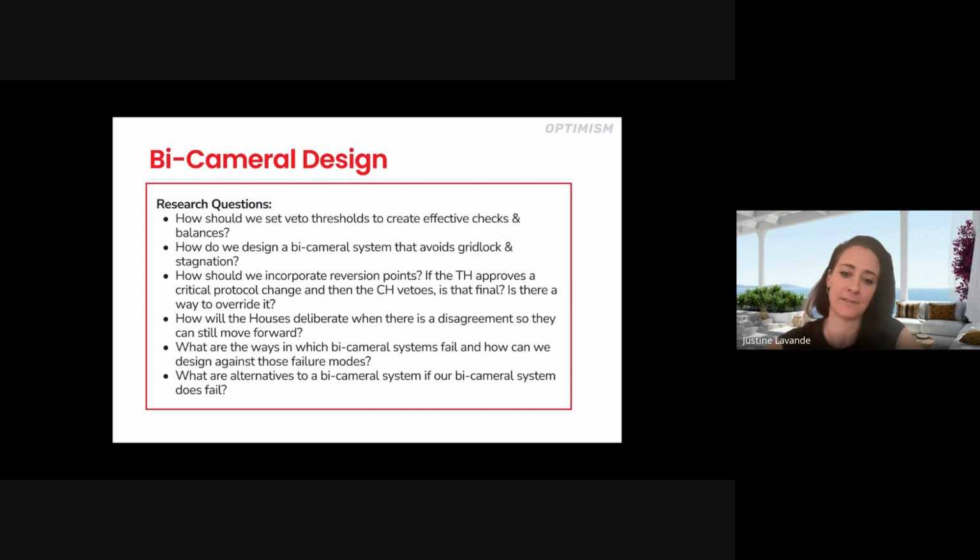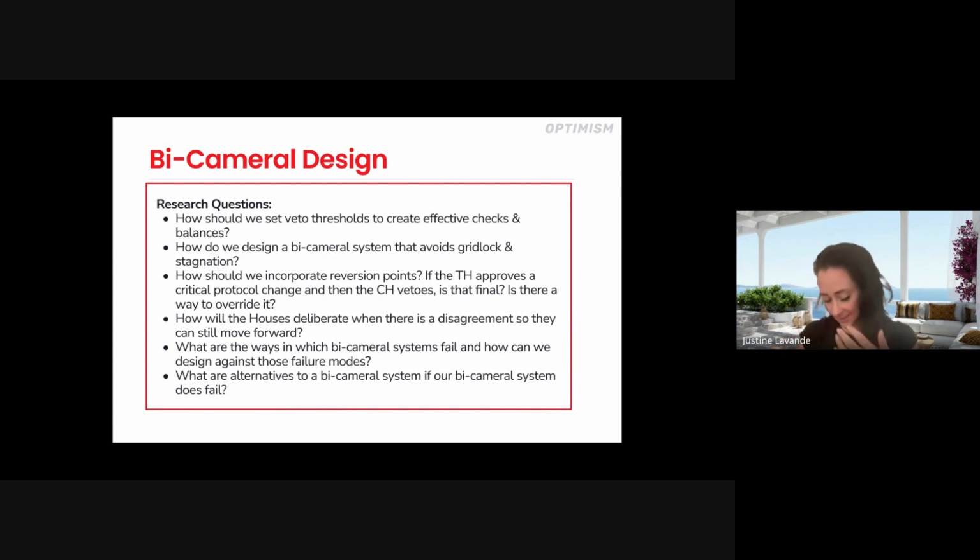How do we set effective veto thresholds? Do we need to incorporate reversion points? For example, if the token house is putting forward a protocol upgrade and the citizens house just vetoes it 5 times in a row, we need to have some kind of default where action occurs and we don't just stay in this infinite loop, basically.